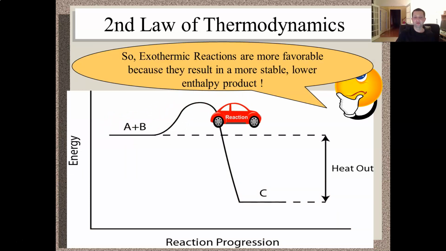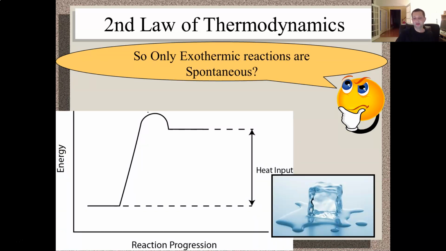Exothermic reactions will be spontaneous or thermodynamically favorable because we end at a lower energy, which is a more stable enthalpy product. Okay, so here's our example with ice melting here. And the question on the slide says, so only exothermic reactions are spontaneous? We know that the answer to that is no, right? Ice melting is an endothermic process.